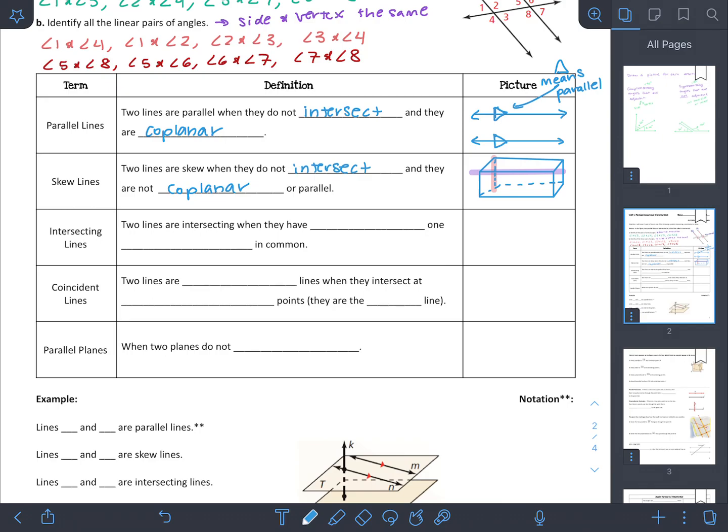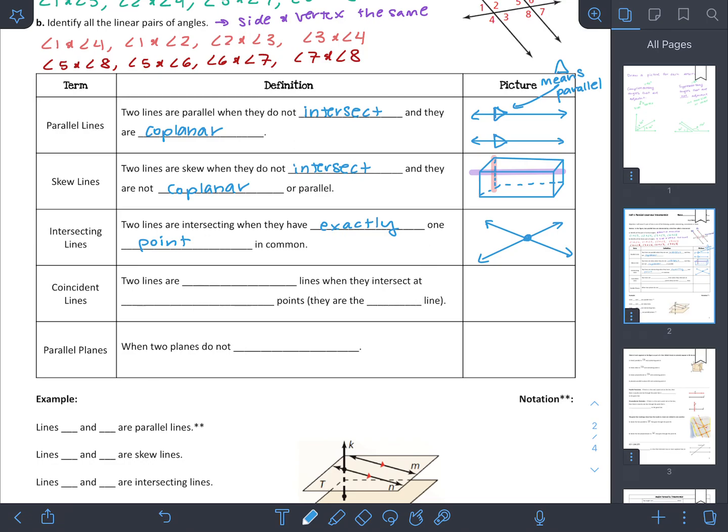Intersecting lines, review. Two lines are intersecting when they have exactly one point in common. Again, we've seen these before. Anytime you have two lines that run into each other at a single point, they intersect, and the intersection is the point they're running into each other at.